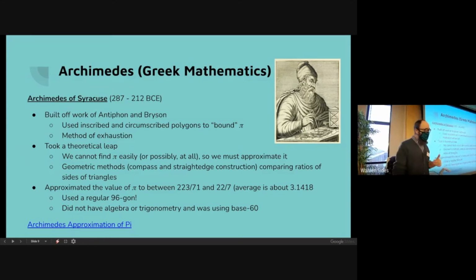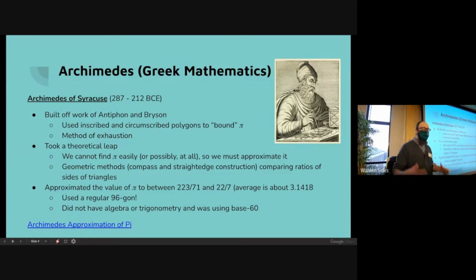What Archimedes really did is he took that theoretical leap and he said, we're not actually looking for the answer. We might never get there. He understood that this might be an unfindable thing, the way that we're doing it. But I can give you a better estimate, and I can even give you a method for finding a better estimate.